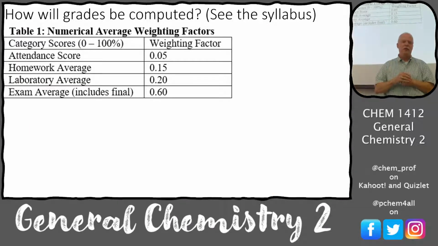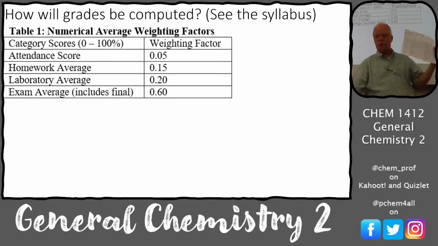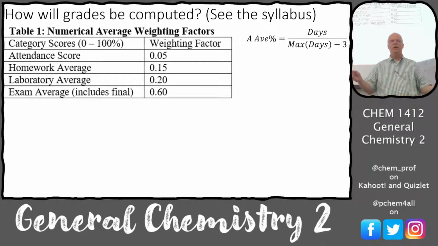Okay. How will grades be computed? These are the 4 categories: attendance, homework, laboratory, and exam average. Signing the roster is your attendance score. It's just going to be however many days you've signed, divided by the max days that someone has in the course. It's not the number of days of class, because maybe there's 41 class periods and everybody's missed 1, say. Well, then that's going to be the maximum.